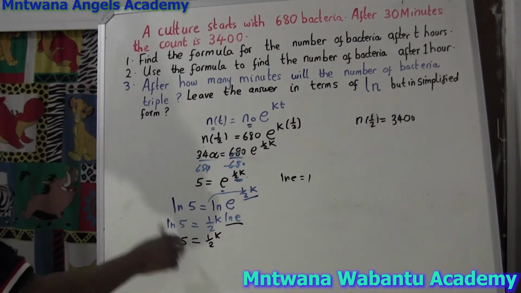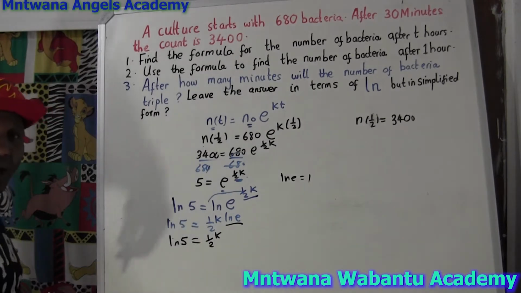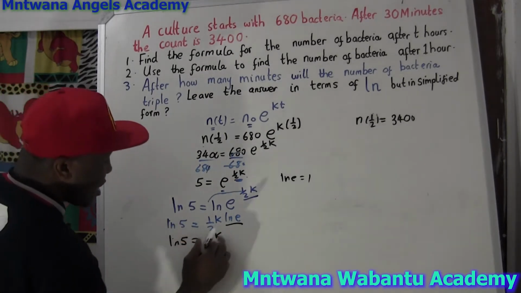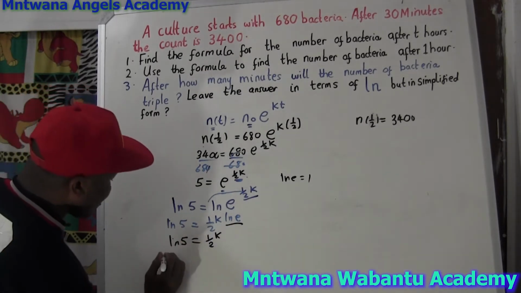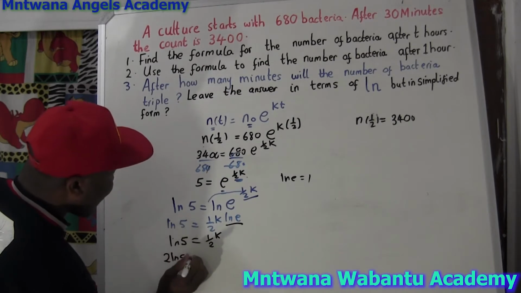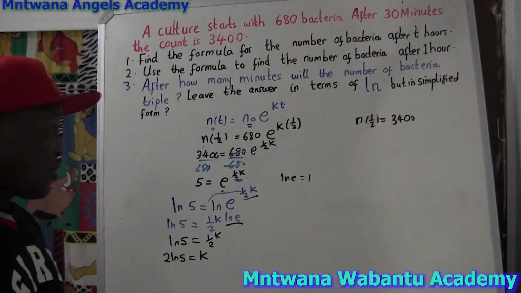So how are we going to get k? Divide by half, or multiply by 2 throughout. Multiply by 2 here. Or you can cross-multiply, so this 2 is going to come in. It's going to be 2 ln of 5 equals k. So we got k already.